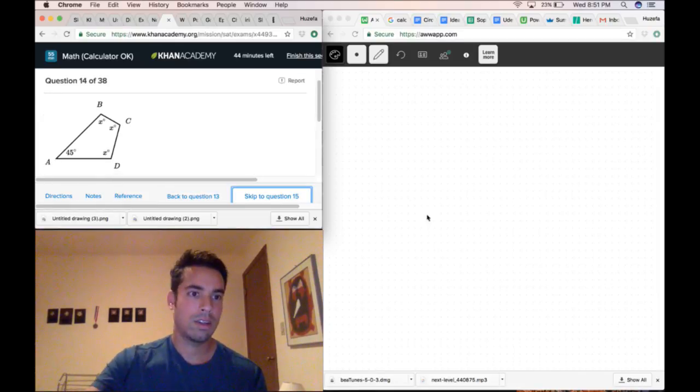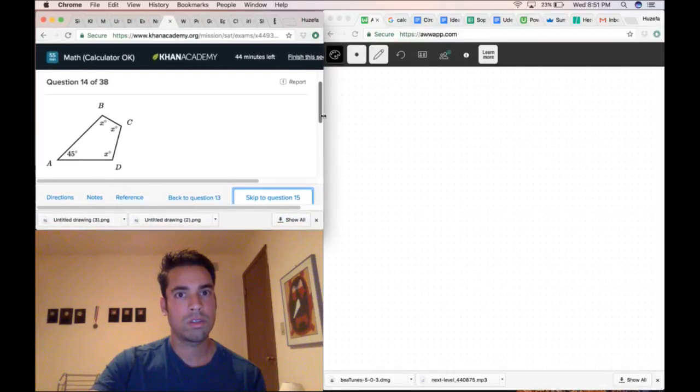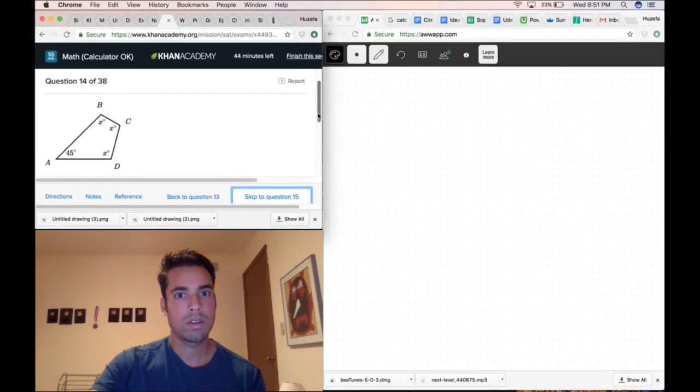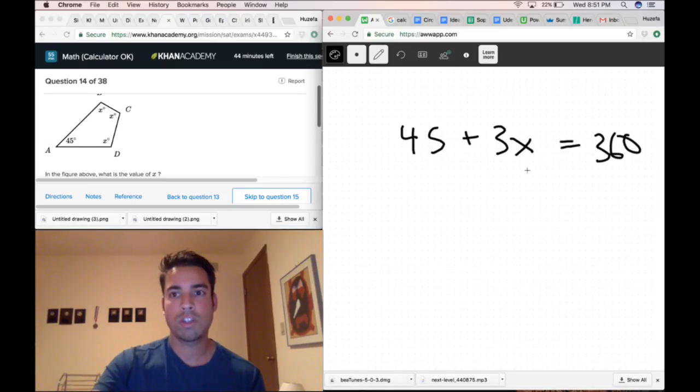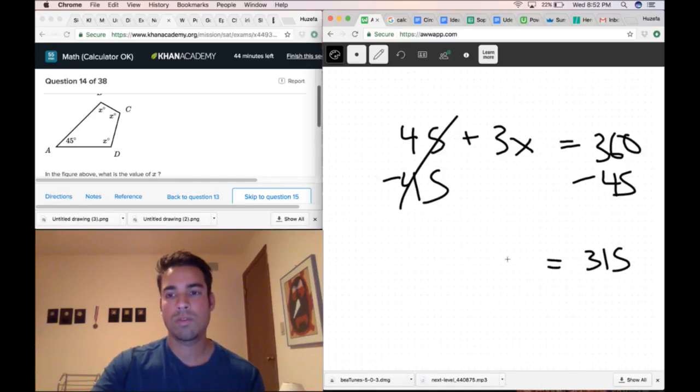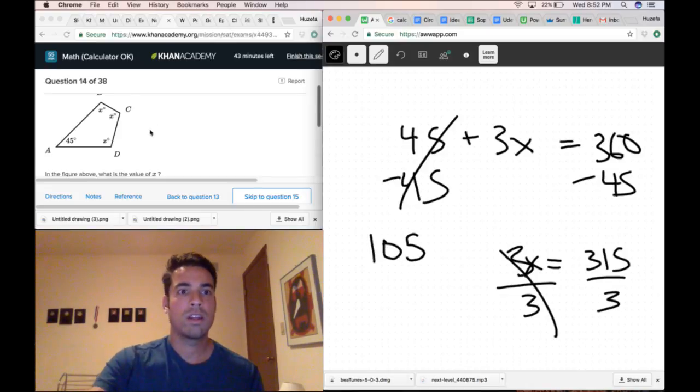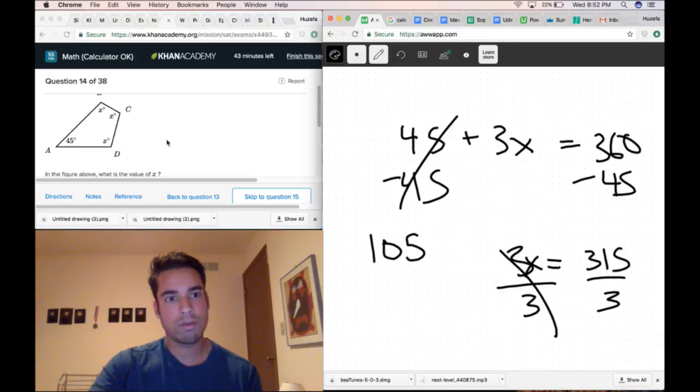Question 14. They're all equal angles. In the figure above, what is the value of x? Look, this is a quadrilateral. That means all the angles add up to 360, and they're all x. So we just have to solve this equation. Minus 45, minus 45. 360 minus 45 is 315, equals 3x. Divide by 3, divide by 3. We don't need a calculator, but you can use one. So it's 105. It's 105, 105, 105, and then 45.